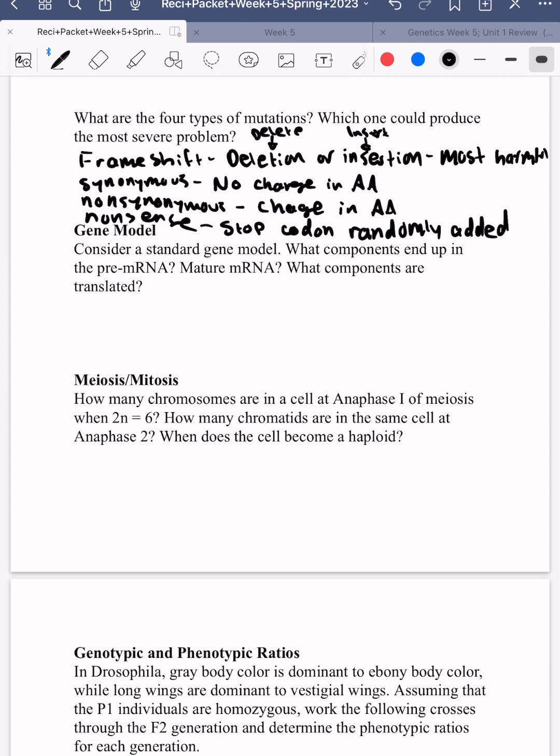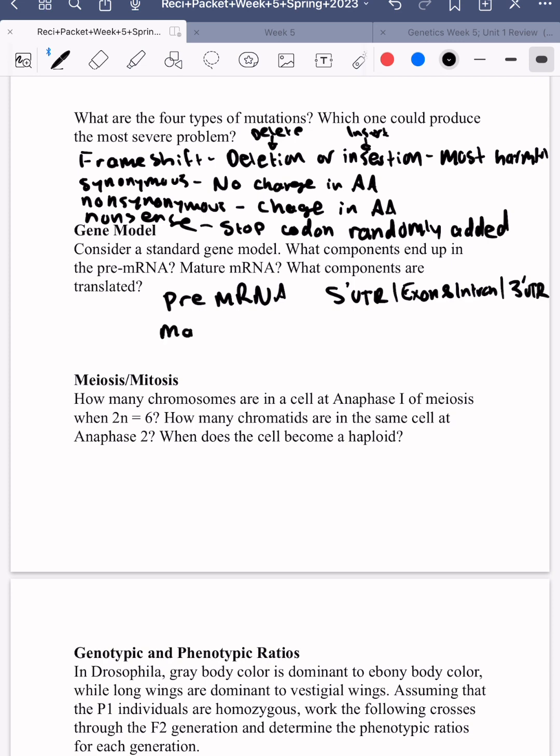Alright, consider a standard gene model. What components end up in the pre-mRNA, the mature mRNA, and what components are translated? So in the pre-mRNA, what we have is the 5' untranslated region, exons plus introns, then we would have the 3' untranslated region.